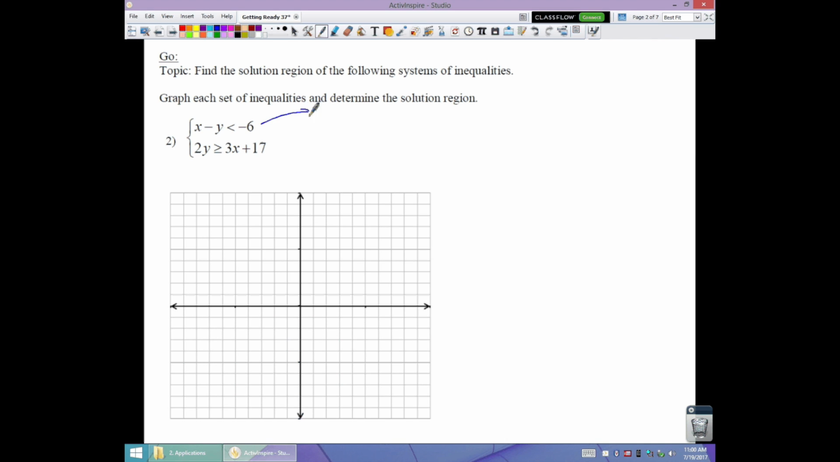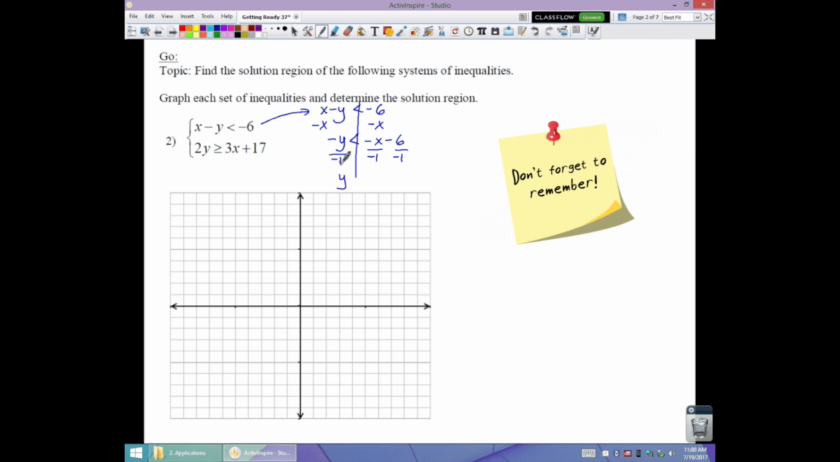So this first one, x minus y less than -6. I need to isolate the y, so subtract x on both sides, leaving me negative y less than negative x minus 6. Then to get rid of the negative in front of the y, you divide by -1 on every term. So y is, now this is where this method has its drawback, since we are dividing by a negative, we have to remember to switch the inequality and make it a greater than positive 1x plus 6.